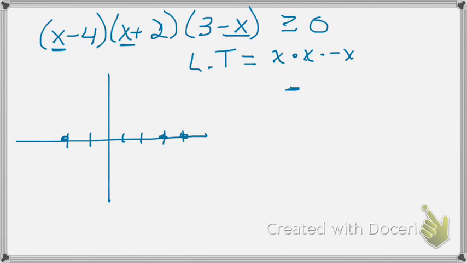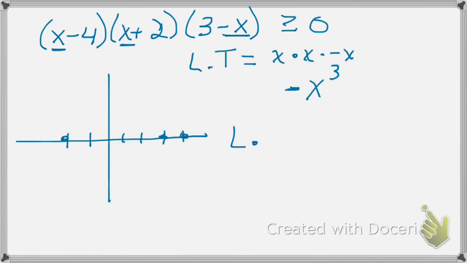What's x times x? 2x. No, that's x plus x. What's x times x? X squared. X squared, okay? Now what's x times negative x? Negative x cubed. Negative x cubed, right? So that's the leading term.